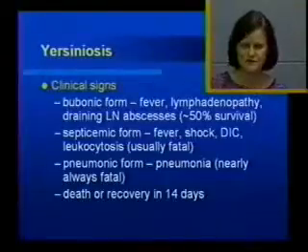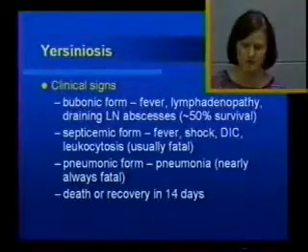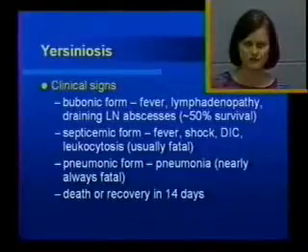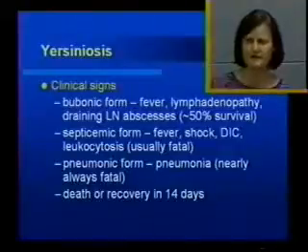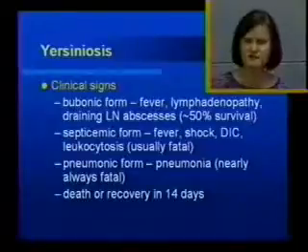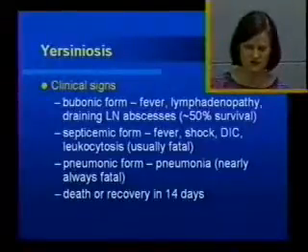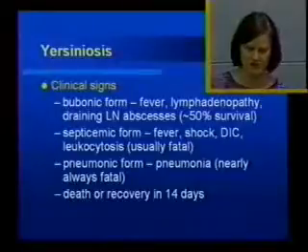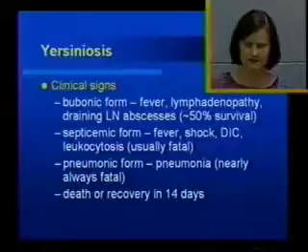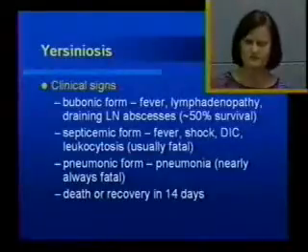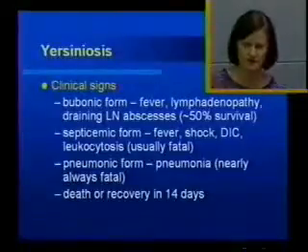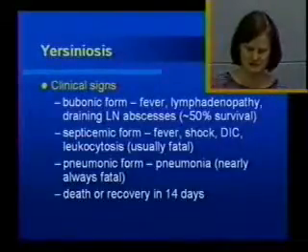There are several clinical forms that may affect cats. One is the bubonic form. In this case, cats present with fever, enlarged lymph nodes, and draining lymph node abscesses. Only about 50% of cats can survive this form. Then there's the septicemic form. These cats will present with fever, septic shock, disseminated intravascular coagulation, and leukocytosis. And this form is almost always fatal despite treatments. Likewise, the pneumonic form, in which cats present with pneumonia, is also fatal. Death or recovery from plague occurs within 14 days.